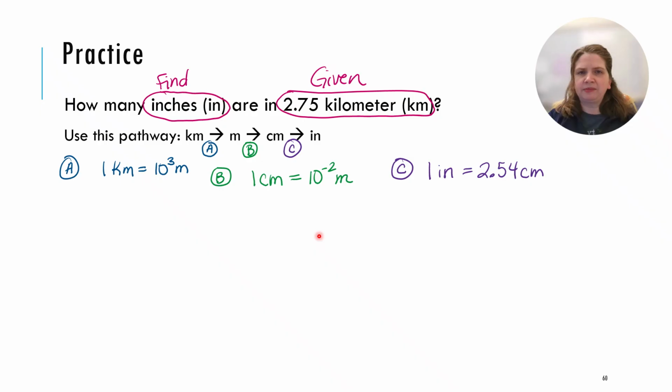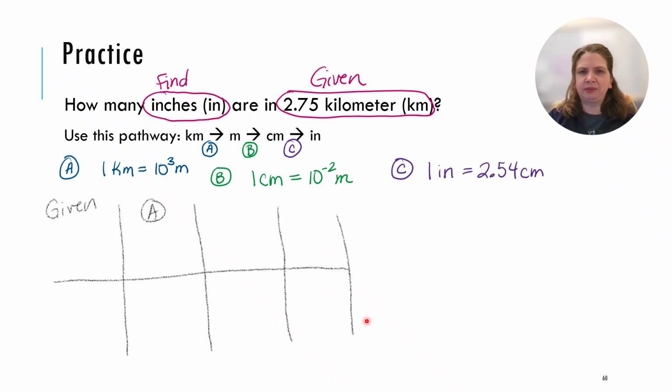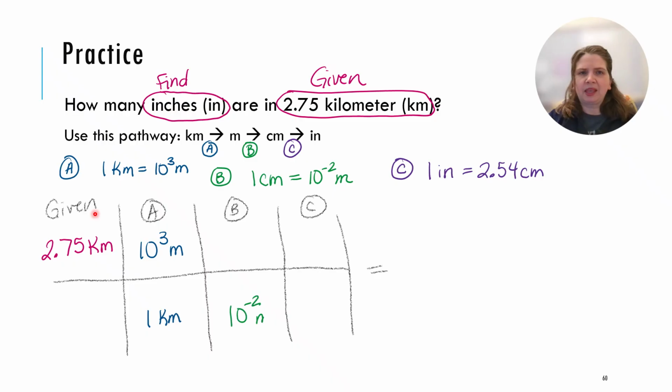As with before, the solution map tells you what unit should be in the numerator next. The previous unit should go in the denominator. Then we match the numbers from our conversion factors. 2.75 kilometers times 10 to the third meters divided by 1 kilometer times 1 centimeter divided by 10 to the minus 2 meters times 1 inch divided by 2.54 centimeters.